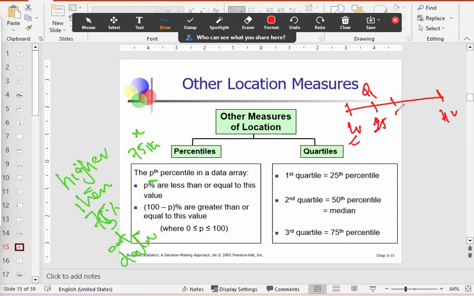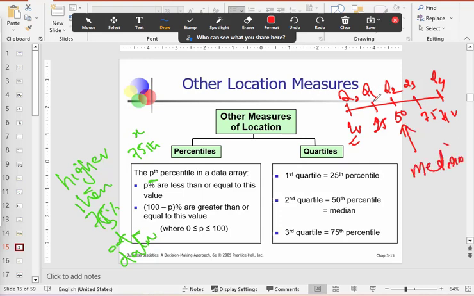Then 25 to 50, we'll call it quartile 2. Then 75, that is quartile 3. Okay, and then quartile 4. And this will become quartile 0. So quartile 0 will be the lowest possible number. Quartile 4 will be the highest possible number. Quartile 2 will be the middle, which is also called the median.